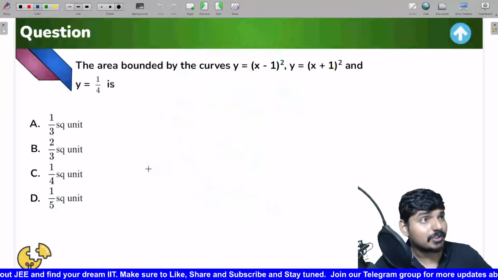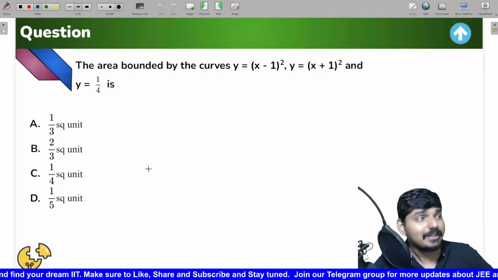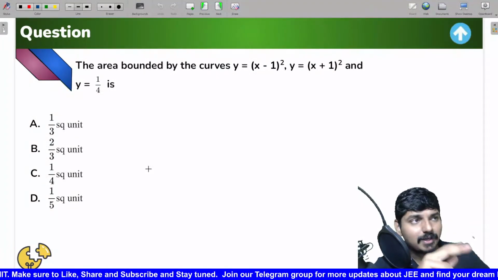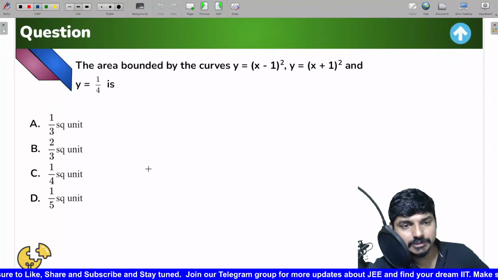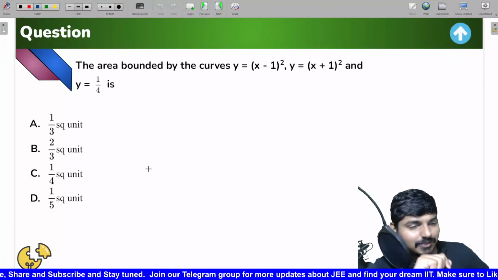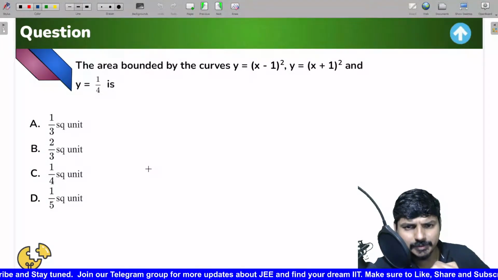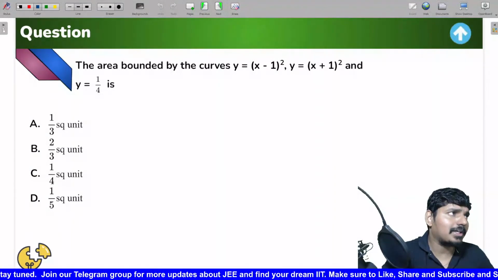So now let me go to another question. Okay, now you see this question, everyone. The area bounded by the curves y equal to x minus 1 whole square and y equal to x plus 1 whole square and y equal to 1 by 4. What is that going to be? Okay, now again let me draw the graph for you.